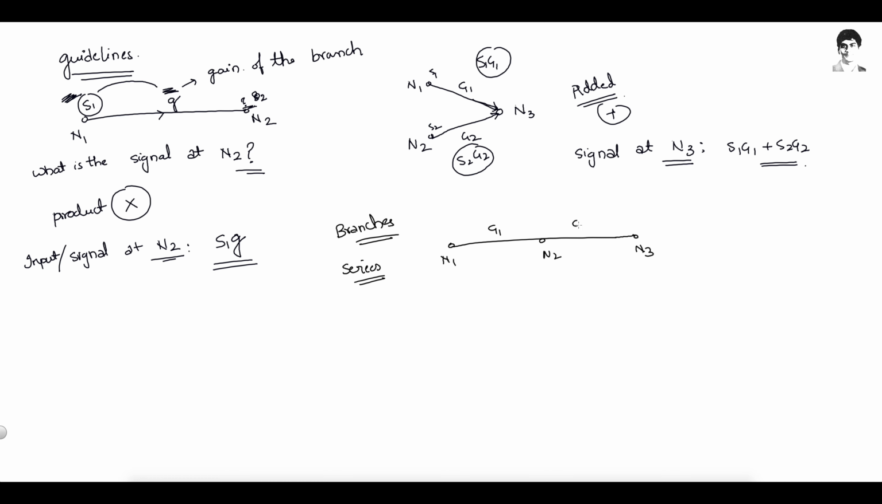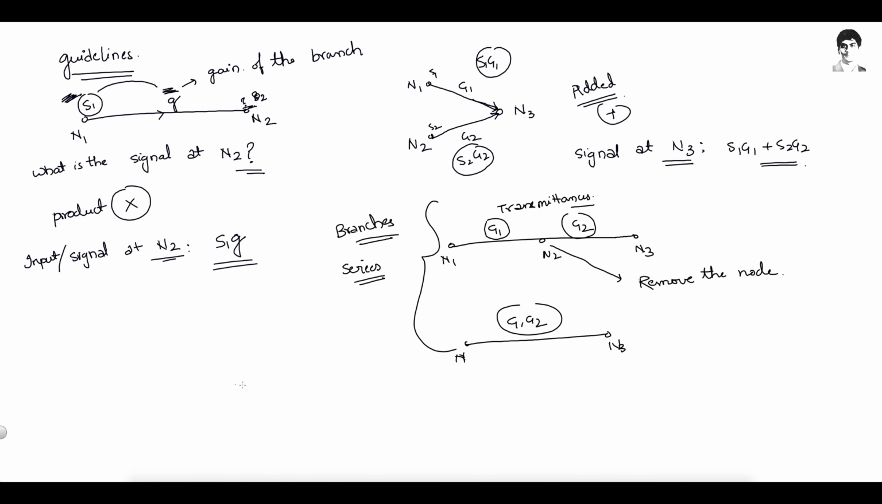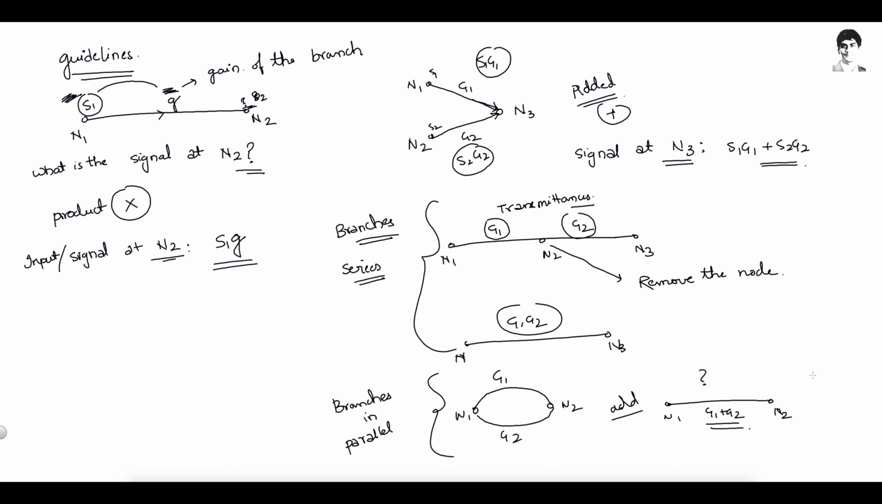Say there are two branches in series, you can just take a product of the transmittances. So you can remove the node N2 completely, and the transmittance of this branch can be represented as G1G2. And when the branches are in parallel, you do the exact opposite, you just have to add them up. By now you must have guessed it. The only challenge comes in when there is a feedback loop. It gets a little bit tricky.